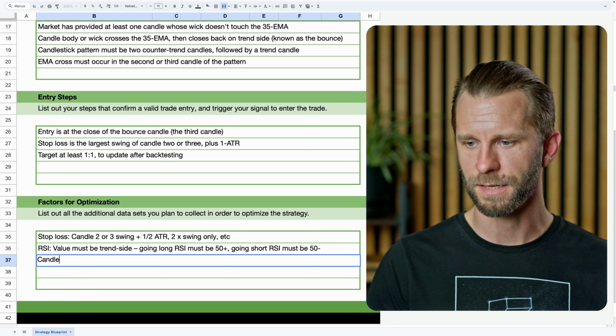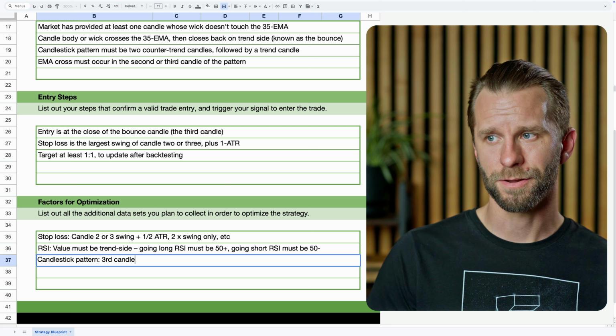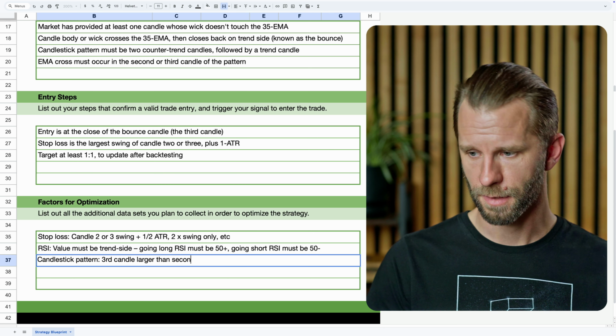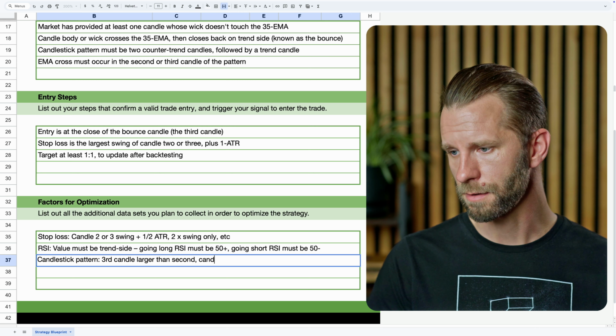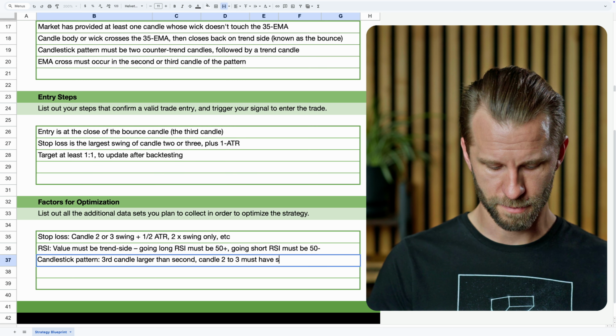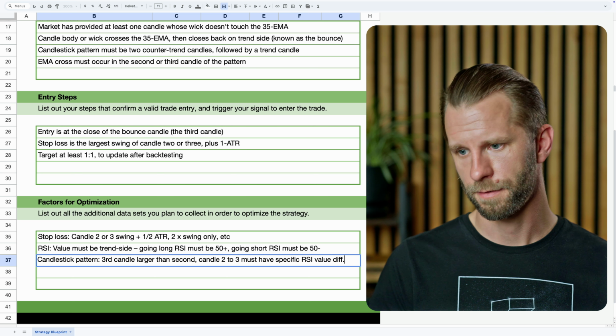Let's say candlestick pattern. The third candle must be larger than the second, or else candle 2 to 3 must have specific RSI value difference.